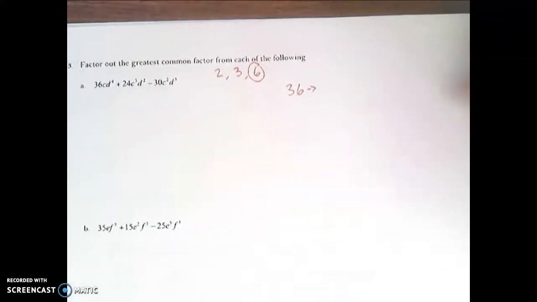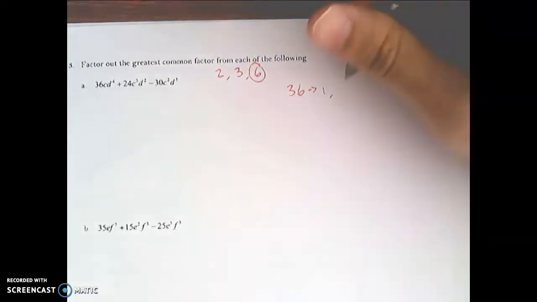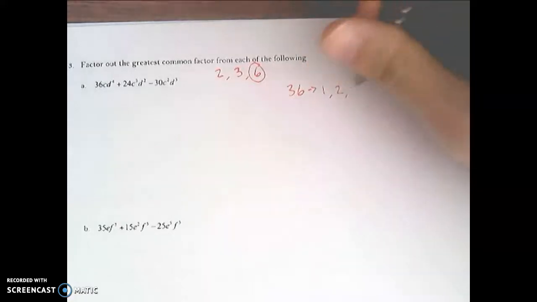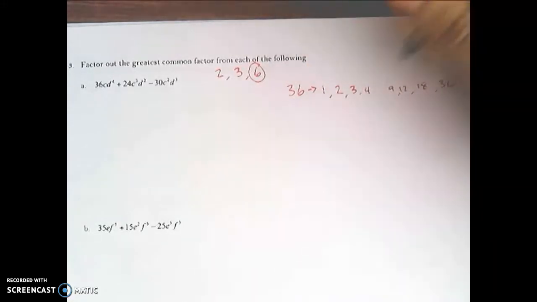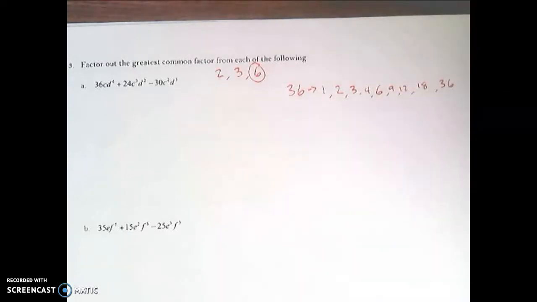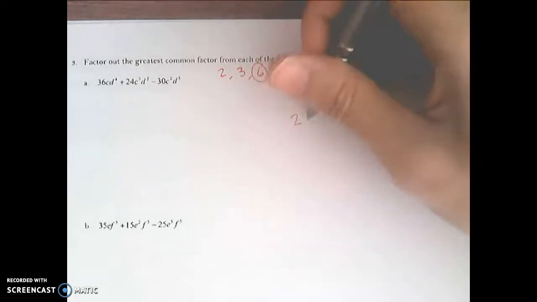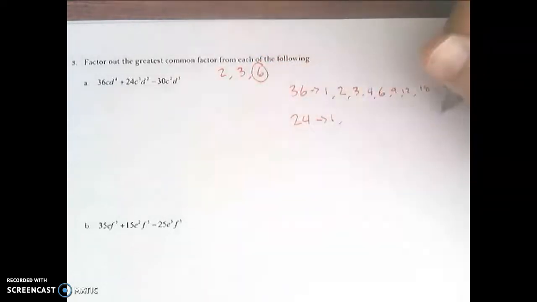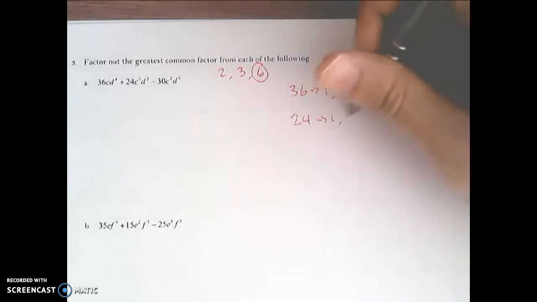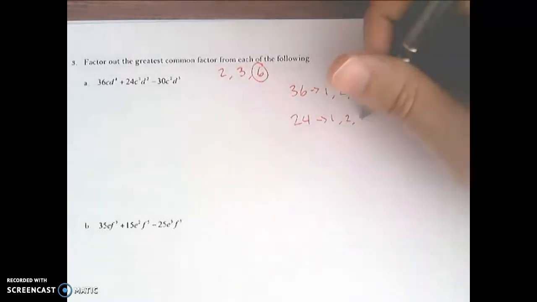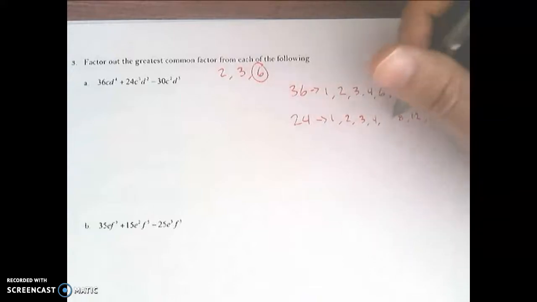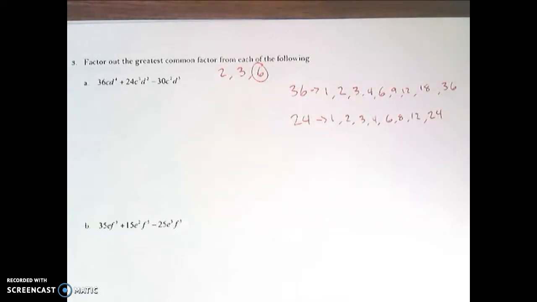Factors of 36, well, we have 1 and 36. I'm going to leave some space in between there. 2 and 18. 3 and 12. 4 and 9. And 6 times 6. So 36 has a lot of factors. Here are all the factors of 36. 24 has, you can do 1 times 24. You can do 2 times 12. 3 times 8. You can do 4 times 6. And that's it. So these are all the factors of 24.